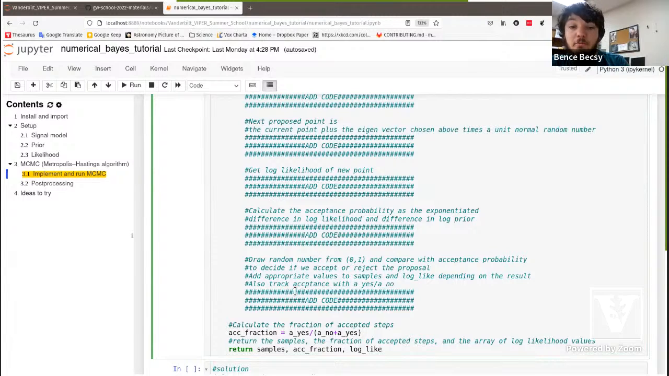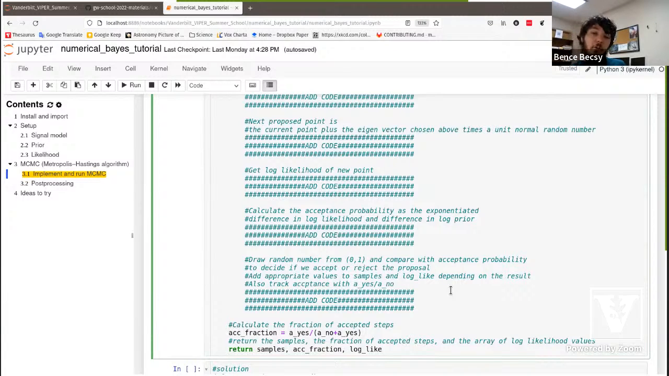And there's the step where we decide if we want to accept or reject this step, and the way to do that is that we will draw a random number between 0 and 1, and then compare that random number to this acceptance probability. And so if the acceptance probability is smaller than the random number, then we will, wait a second, or is it the other way around?